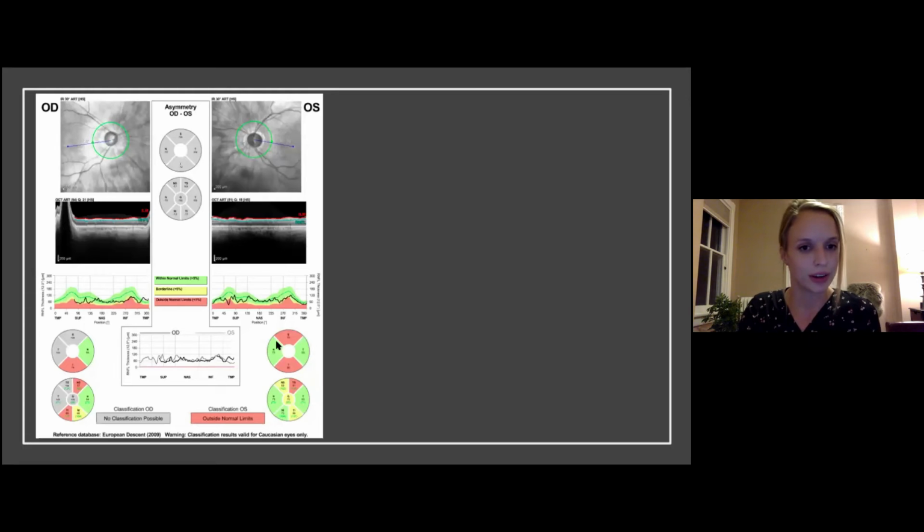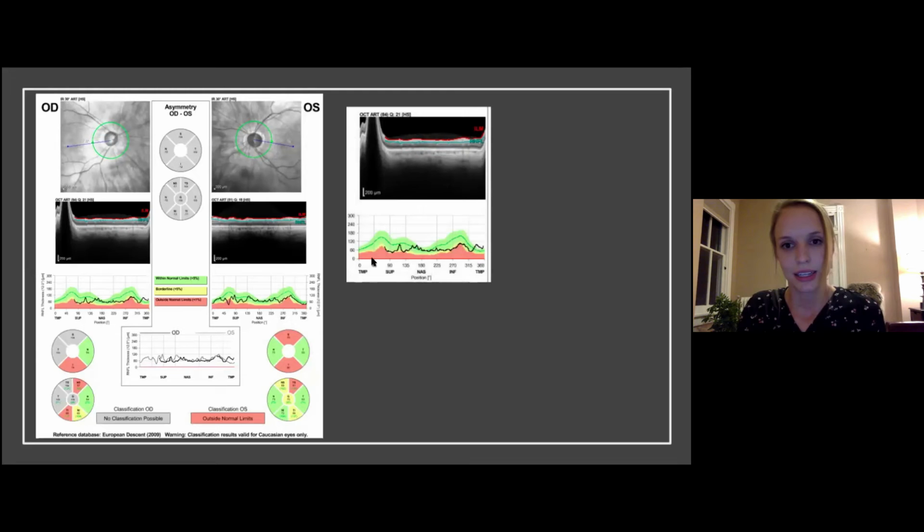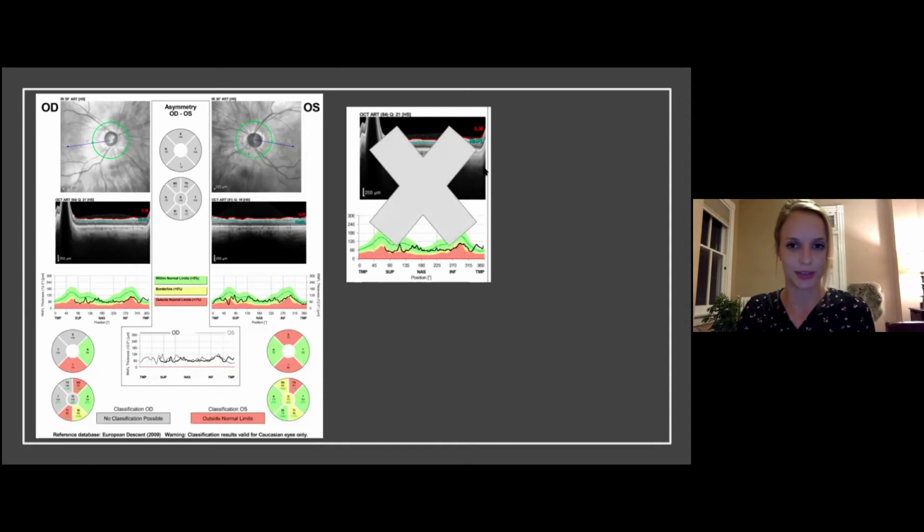So we do our OCT and we check for reliability. Here you see the tomogram of the right eye, and we have these artifacts where the retina is all the way out of the scan. And unfortunately, this is right in our superior temporal area, which is where we see a lot of our glaucoma damage. So not a reliable scan. We'll just put a big X through that and try to get a better scan in the future.